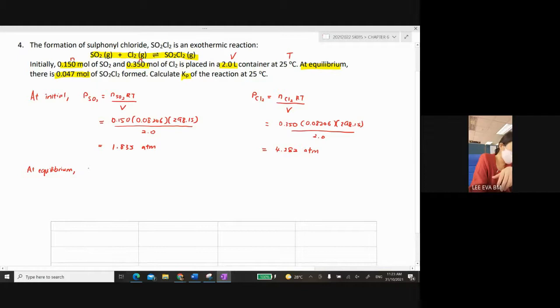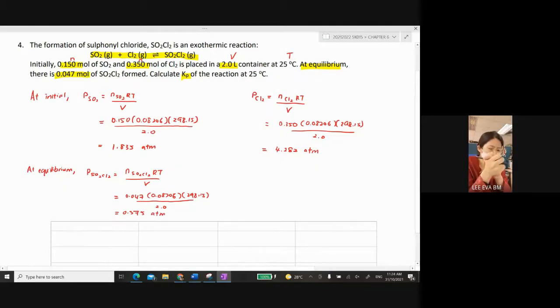Okay, so same thing, PV equals nRT, but this time we are finding the product. So number of mole of your product times RT over volume. Okay, so 0.047, gas constant, and temperature, and then divide by the volume to get the partial pressure, 0.575 atm. So you have to clear the first two partial pressures is at the very beginning. Okay, and then the third partial pressure is for the product at equilibrium.